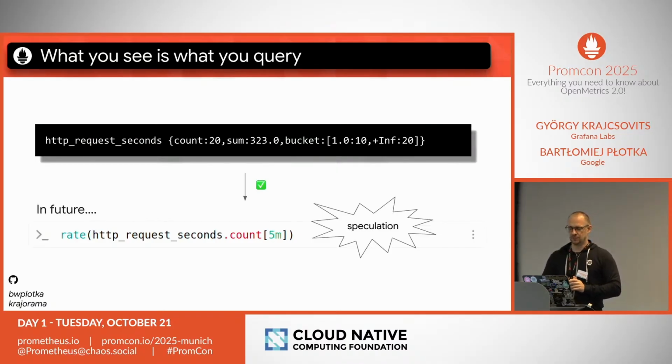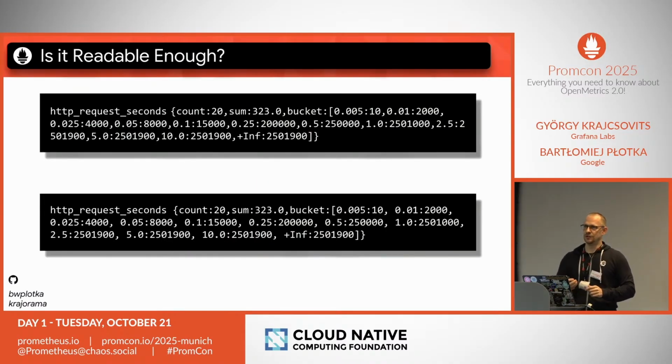But what's not a speculation, and we already see this happening, is that because NHCB is so much more efficient for classic histograms, people start to add more and more buckets. So eventually you will see a lot of buckets possibly in this complex type. And we are not quite sure how to make this usable, still readable, and compact. We might just end up adding a few spaces. But for sure, this would enable you to just simply grep for a metric or use less and search, which is great for debugging, in my opinion.